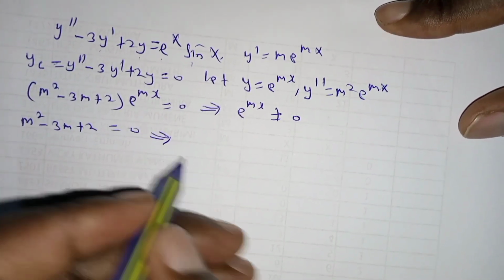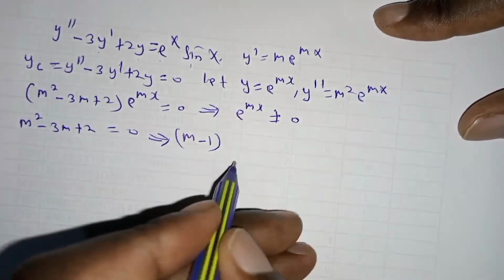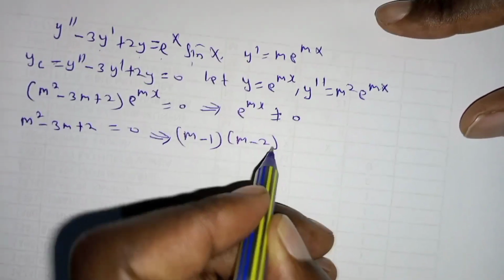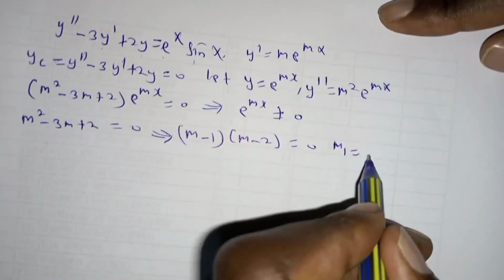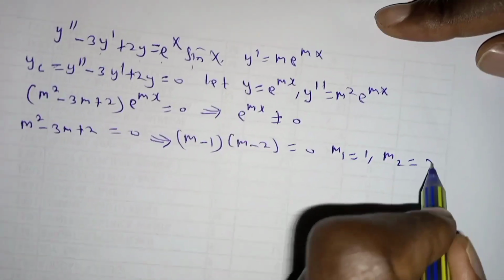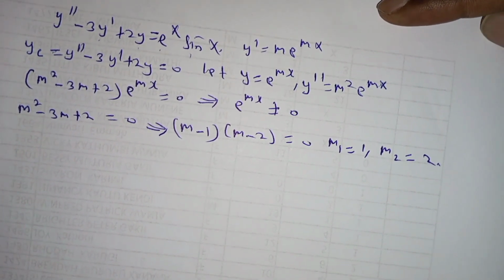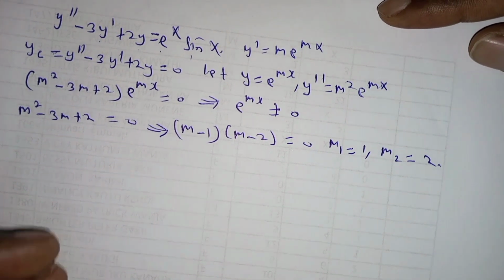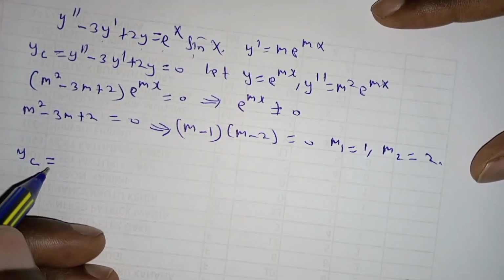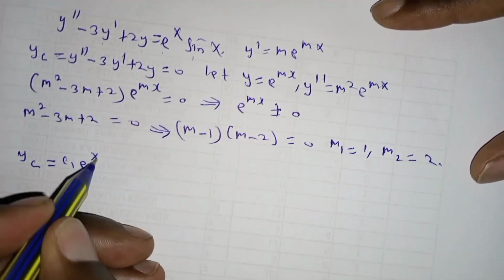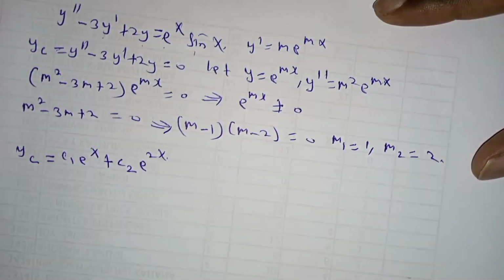This is a quadratic equation which can be factorized as m minus 1 into bracket m minus 2, which is equal to 0. In this case, your m1 is equal to 1 and your m2 is equal to 2. Meaning that your y complementary will be equal to c1 exponential x plus c2 exponential 2x.